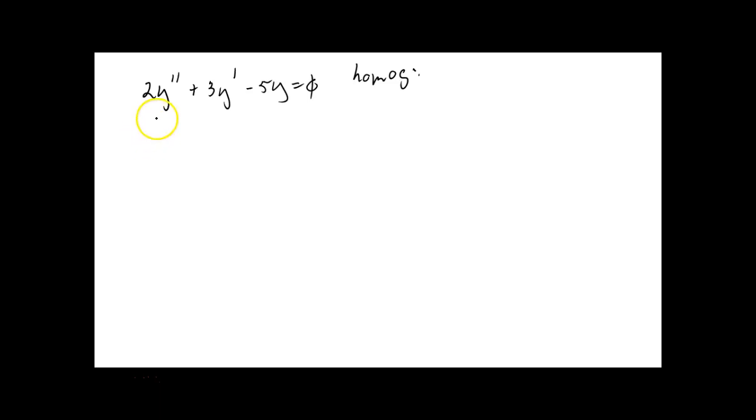Here's another one. Why didn't they use the same thing? But they didn't. x cubed y triple prime plus 6y prime plus 10y equals e to the x. What's that? Non-homogeneous. Okay.